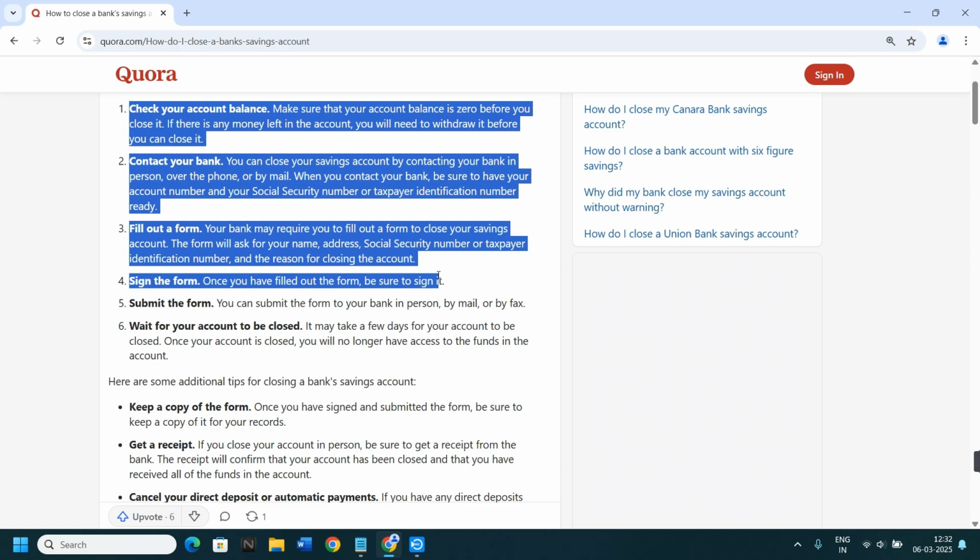Fourth, sign the form. Once you have filled out the form, be sure to sign it. Fifth, submit the form. You can submit the form to your bank in person, by mail or by fax.